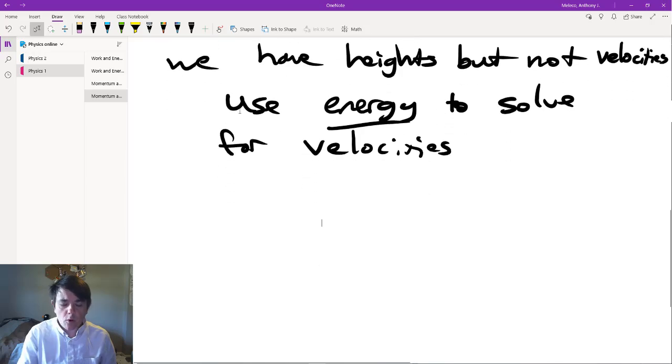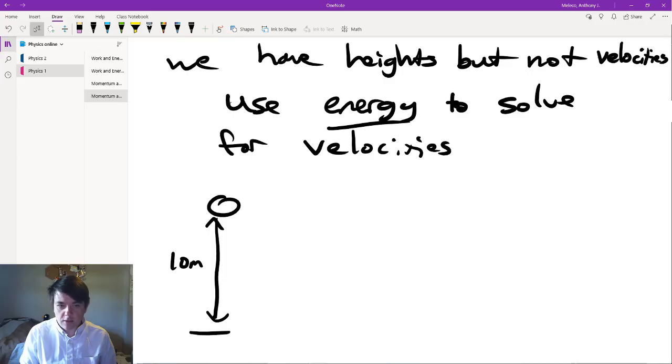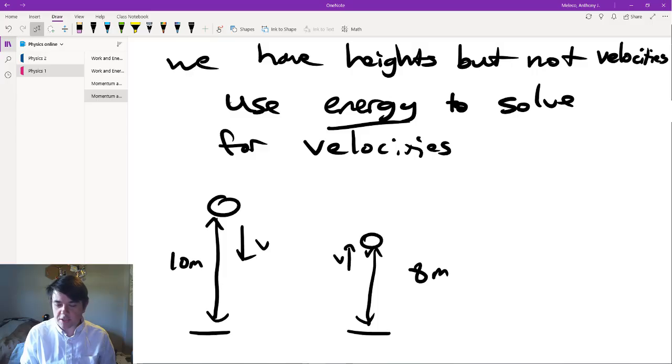So what we can do is, you have the ball above the floor at a height of 10 meters, and it's going to be dropped that way. Then it will rebound to a slightly lesser height, 8 meters, and the velocity will be in a different direction. So we need the energy at this point and the energy at this point. This would be the initial energy. This would be the final energy.